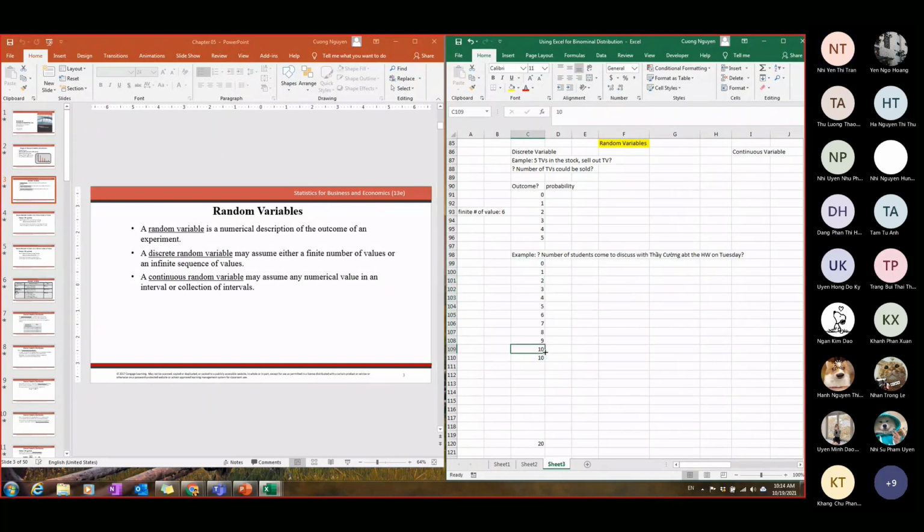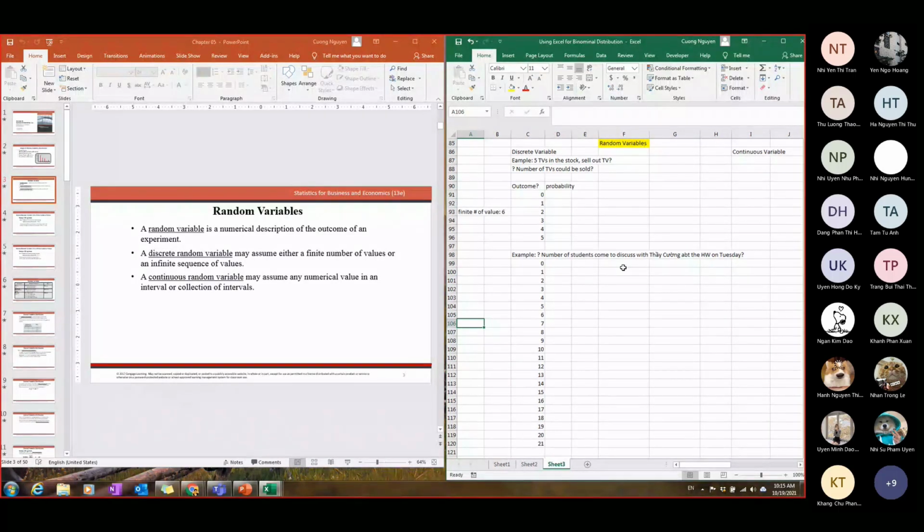My question would be very simple. Is there any difference between the first example, the number of TVs I can sell in the store, and this one? Yes. The example of the students doesn't have the limitation. In those days, the number of students coming to discuss with me may be just 1 or maybe 0, because nobody wants to care about the homework and come to my office to talk about it, right? So 0 students want to come.